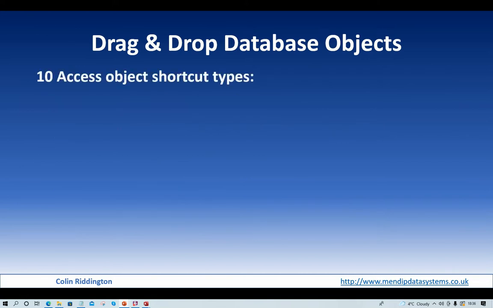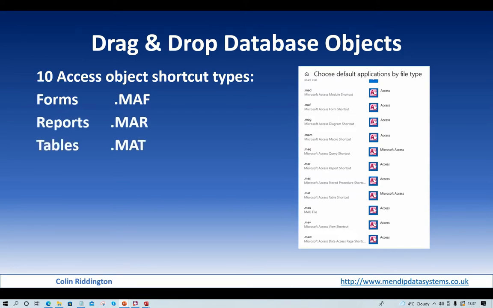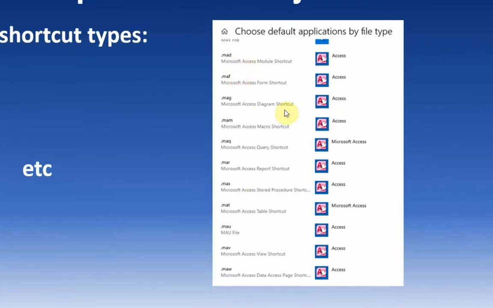Now, coming back to shortcut types, there are actually 10 in all. There's 11 in this list. There's one extra file that I don't know about here. Those shortcuts are, for example, for forms, they have a suffix .maf, Microsoft Access Form. For reports, .mar, you get the message here. Tables, MAT. Modules, MAD, because macros are MAM, etc., etc. As well as the list of 10 here, there's included in which there is a diagram shortcut, which I don't actually know what that does.